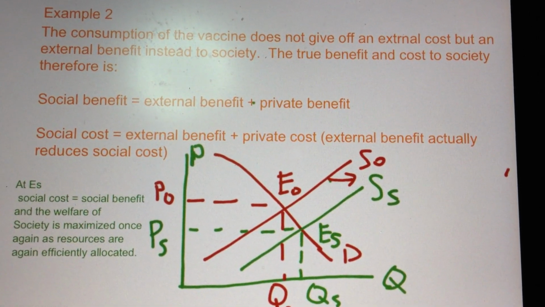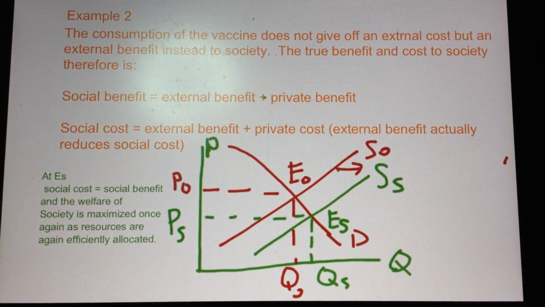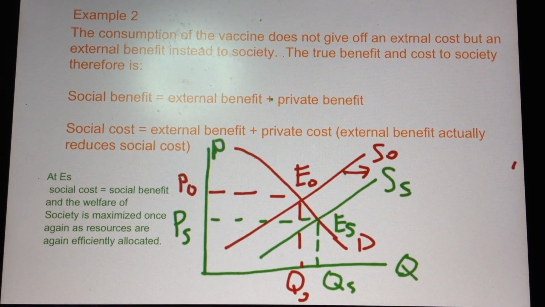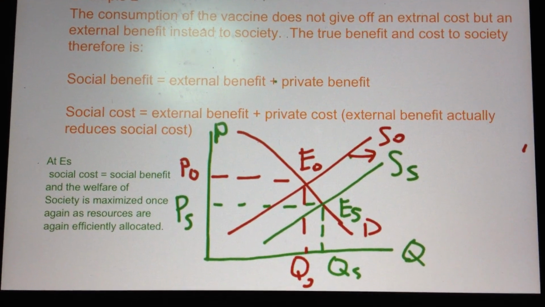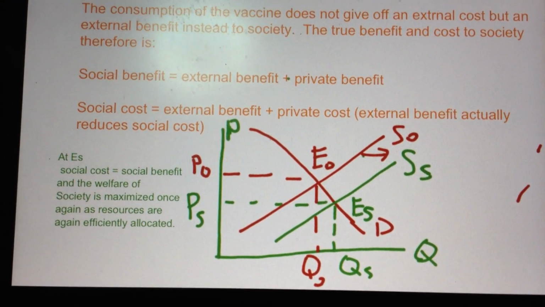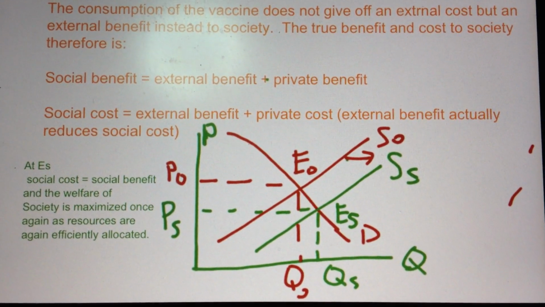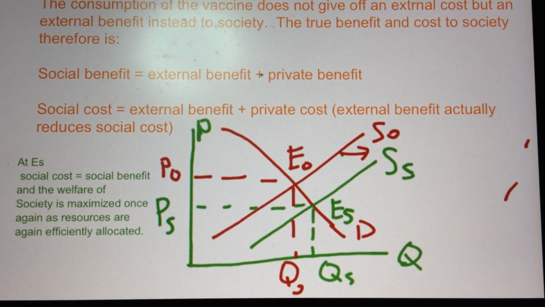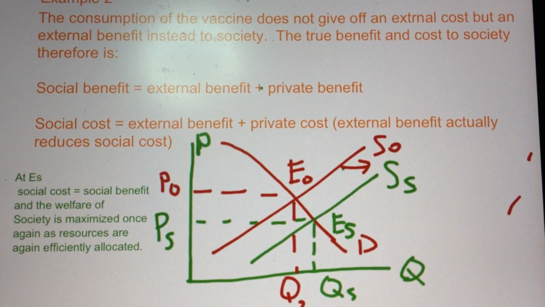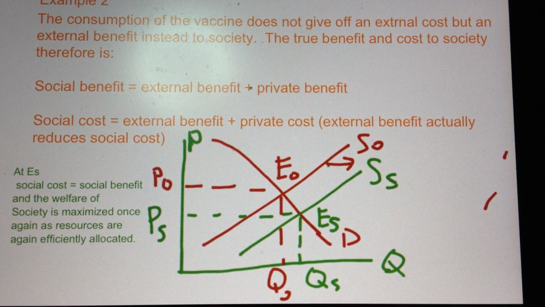So it's not an external cost, but an external benefit. And because it's a benefit, it actually lowers the cost of production and pushes the supply curve out from S0 to S, which is the social benefit to society. It reduces the cost to society. Okay, this is a benefit. So at ES, the new equilibrium, social cost is equal to social benefit, and the welfare of society is maximized once again as resources are again efficiently allocated.